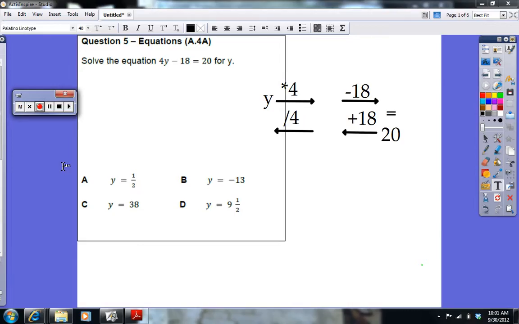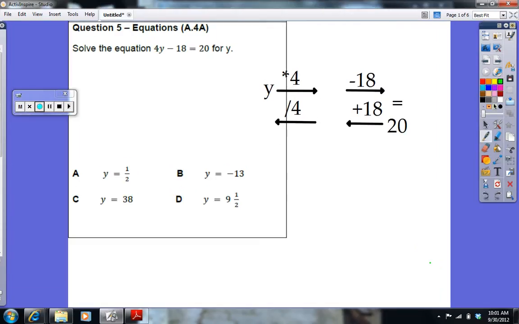Problem 5 says, solve the equation 4y minus 18 equals 20 for y. If you're not sure what this question is asking for, look at your answer choices. You can see from the answer choices that we need to figure out what y is equal to. This means we need to solve this equation, and we do that with our arrows and our inverse operations.